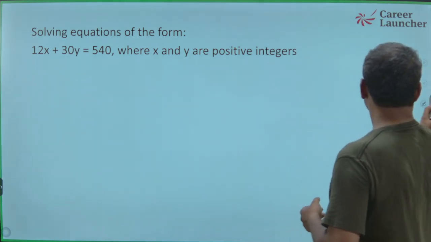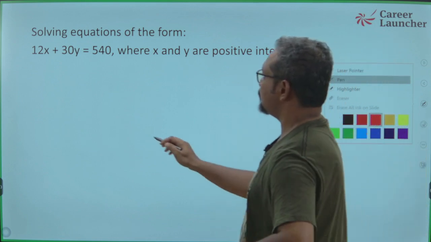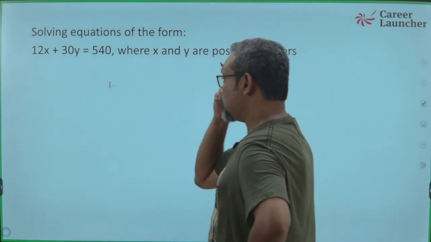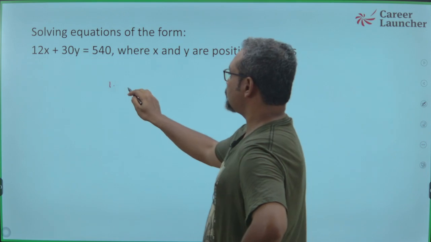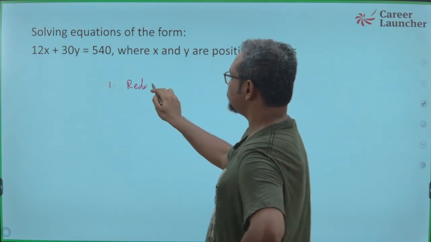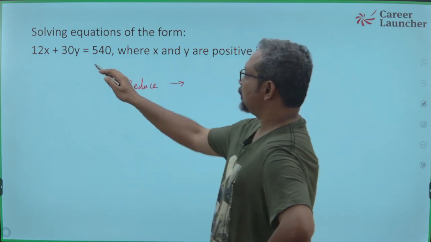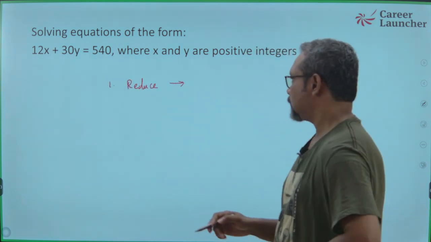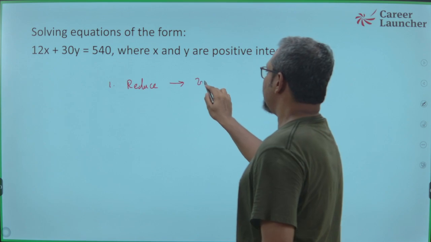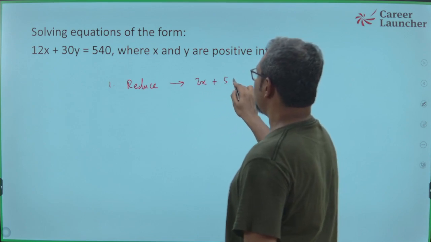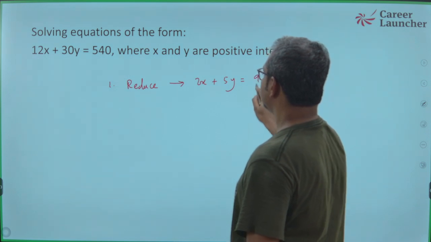So the steps that we need to follow are, number one, you must reduce this to the lowest form. So first step, you reduce. Here you can see clearly that this cancels throughout with 6. So we are going to get 2x plus 5y equals 90.